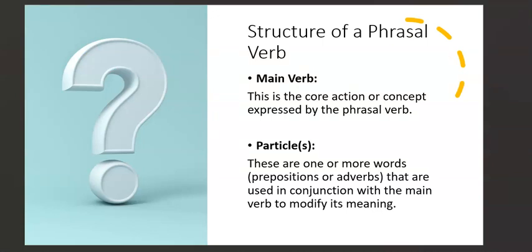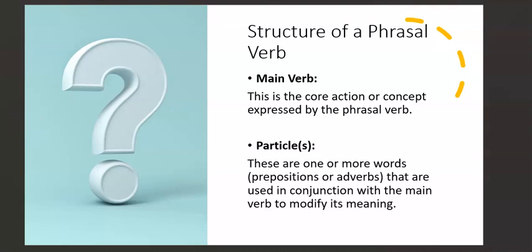So we know what phrasal verbs are. It's a main verb and other particles like adverbs and prepositions. Now let's look at the structure of this phrasal verb before we move to anything. So we have the main verb. With the phrasal verb, there must be a main verb. This is the core action or the concept expressed by the phrasal verb. It's something like maybe cooking, dance, eat. The main action that the sentence is performing is what we call the main verb, and it's expressed by the phrasal verb.